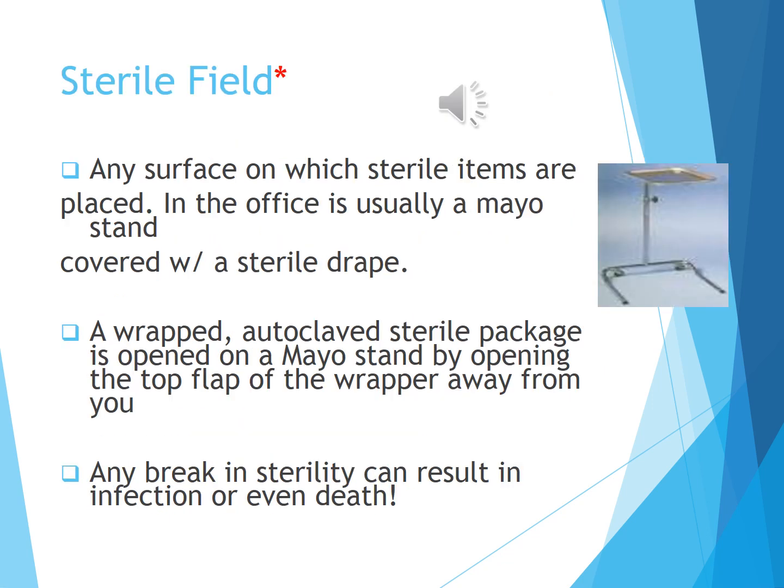More on our sterile field. It's any surface on which sterile items are placed. In the office, it's usually on a Mayo stand, which is covered with a sterile drape. Here on the slide, we have a picture of a stainless steel Mayo stand. It looks like a table on wheels. A wrapped autoclave sterile package is opened on the Mayo stand by opening the top flaps of the wrapper away from you. Any break in sterility can result in infection or even death.